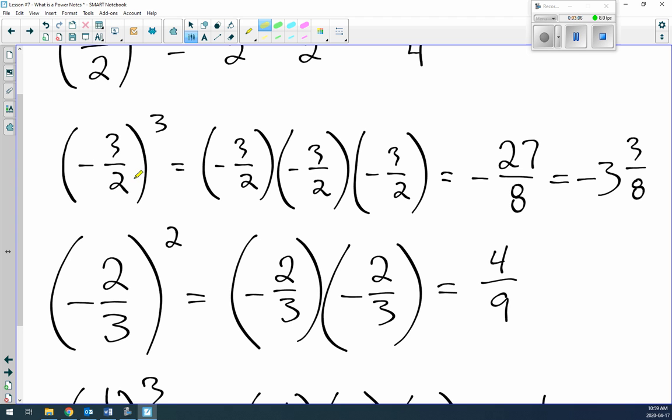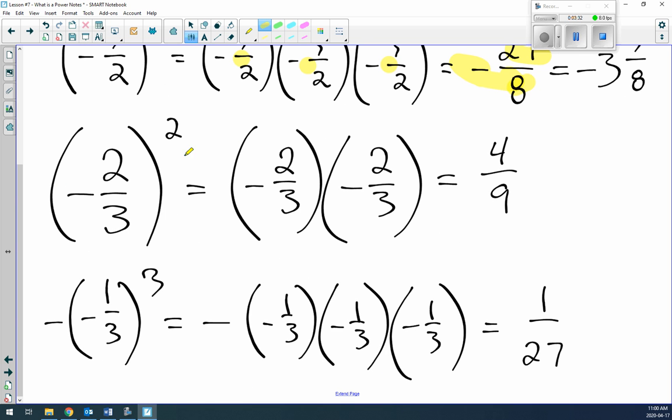Okay, then we can do negative 3/2 cubed, or to the 3. It means negative 3/2 times negative 3/2 times negative 3/2. Now think about this. A negative times a negative is a positive, times another negative is a negative. So we know our answer is going to be negative. And then just multiply straight across. 3 times 3 times 3, 27. 2 times 2 times 2, 8. You could leave it as improper form if you want, negative 27 over 8, or change it to mixed form if you want. It doesn't matter.